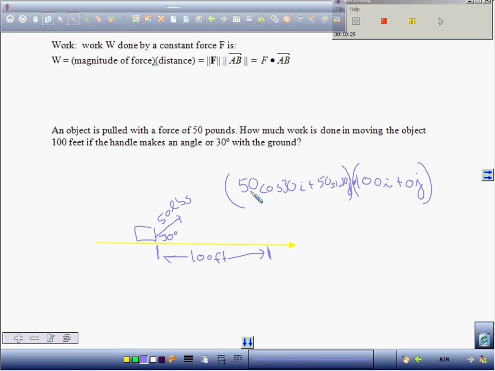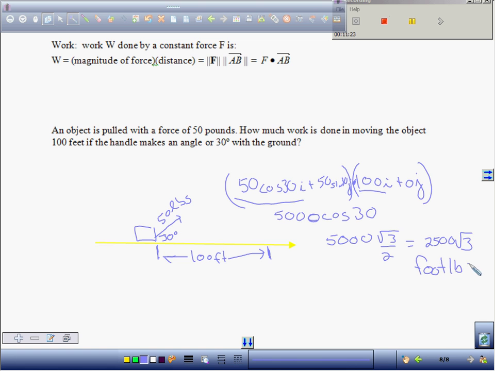But what happens to the J's? Since this is J and this is J, there's no work done up or down. So you're really concerned just with the movement in the x direction. So when I multiply this times this, I get 5,000 cosine of 30 is how much work is done. And cosine of 30 happens to be root of 3 over 2, times 5,000. So that's equal to 2,500 root of 3, and that is in foot-pounds.